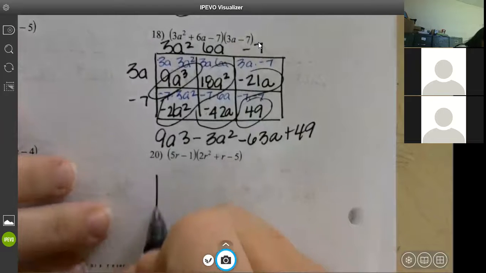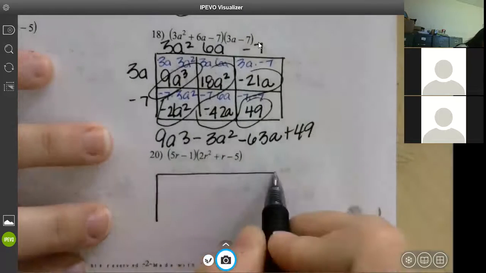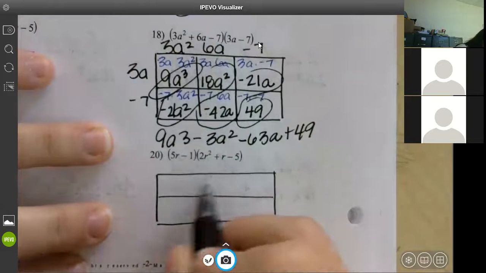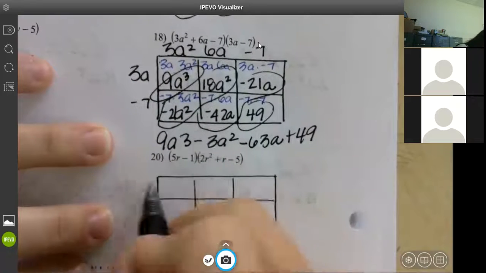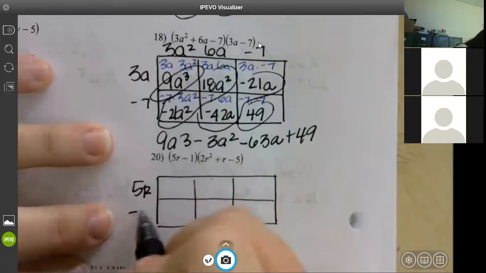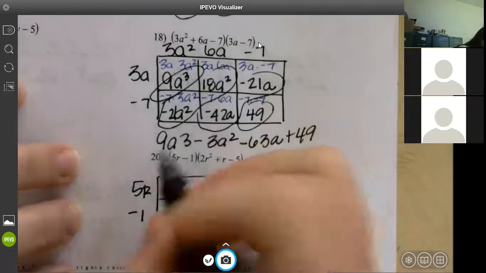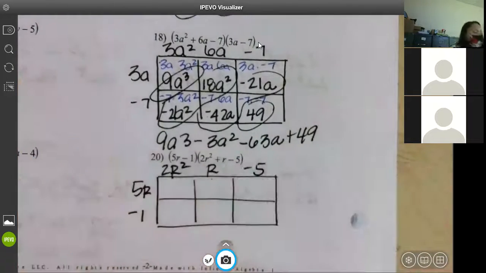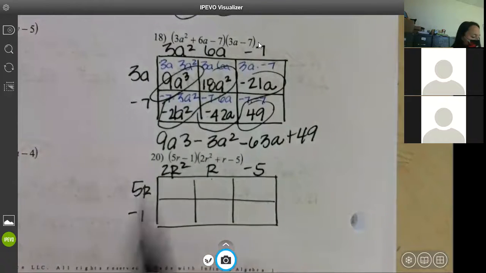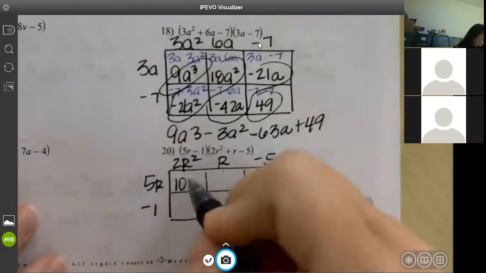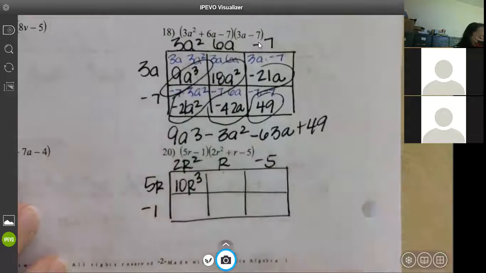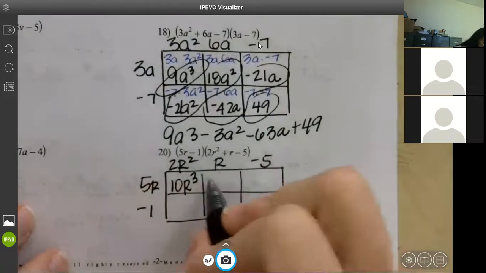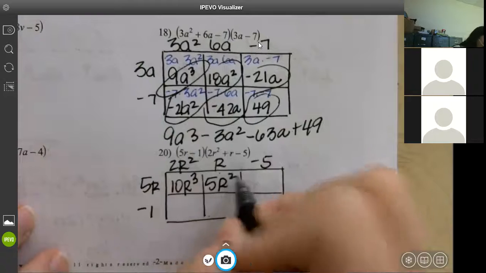Last one. We're going to go to number 20. I'm not going to write everything in the box. We have 5r and -1 would go on the 2 side. 2r squared, r, and -5 goes along the top. 5 times 2 is 10, and there are 3 r's between them. 5 times 1 is 5, and there are 2 r's between them.